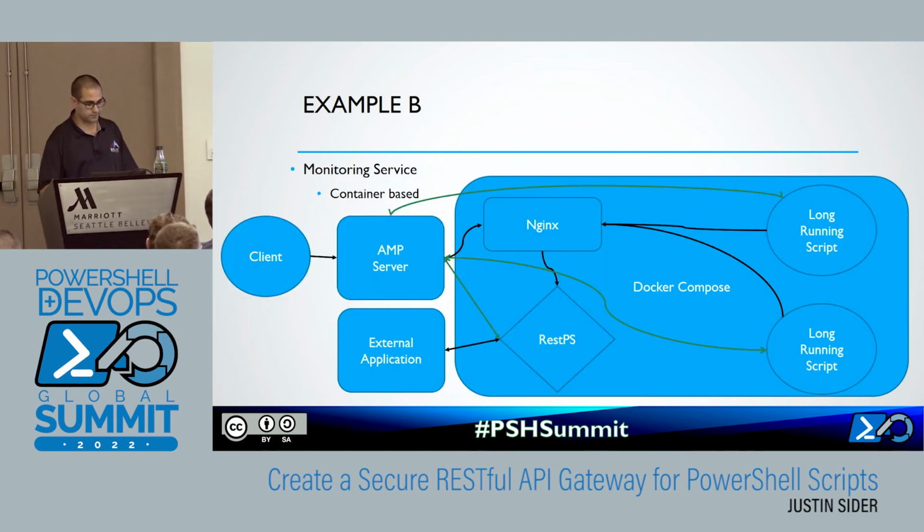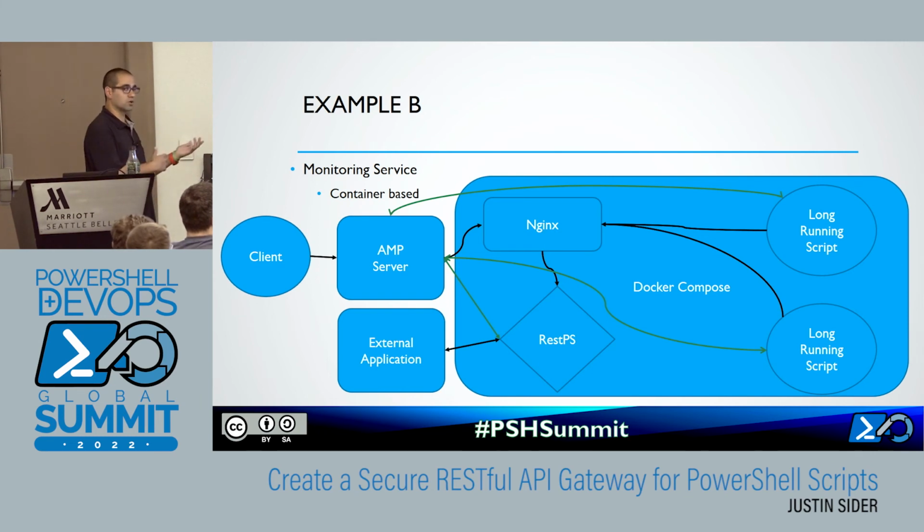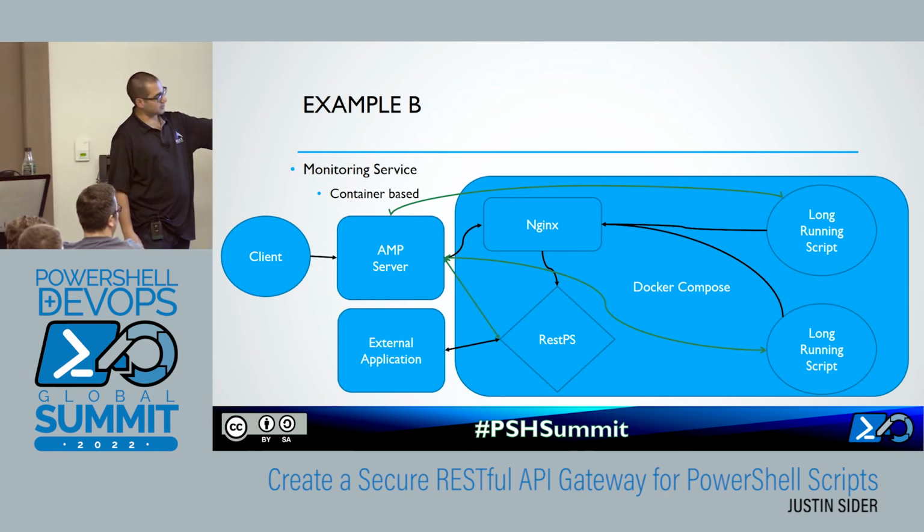The other example I have is a monitoring service that I wrote. The core of my software is written in Java, and it uses Spring Boot. So I set up a little AMP server, so Windows, Apache, MySQL, and PHP, or LAMP, whatever you want to call it. That houses all of my data. And then I have a worker that is running REST-PS. The REST-PS server connects to my external application.